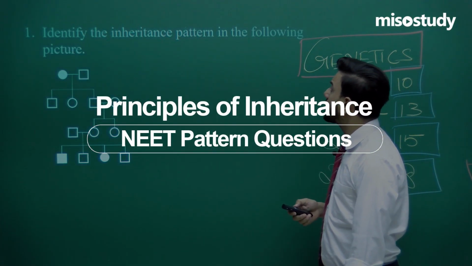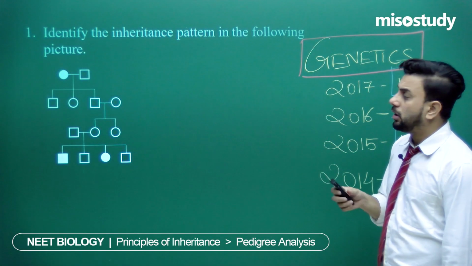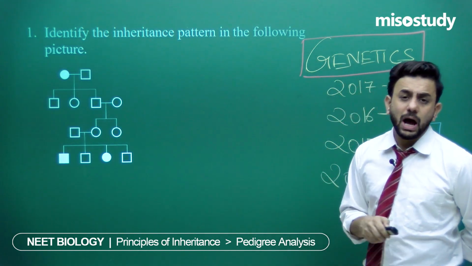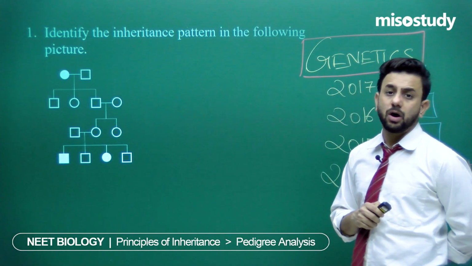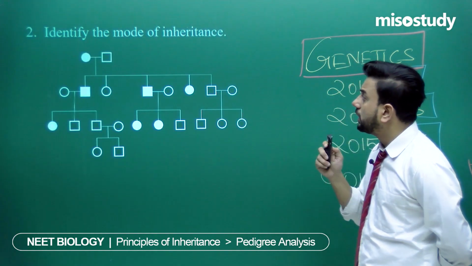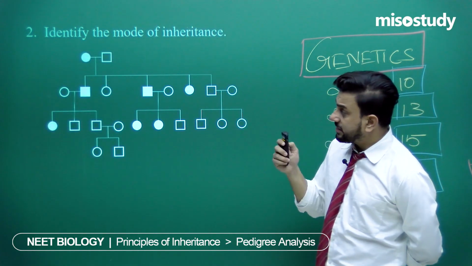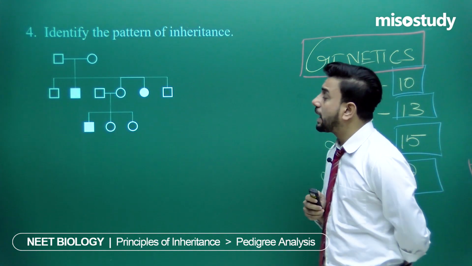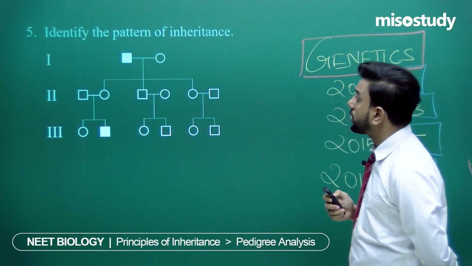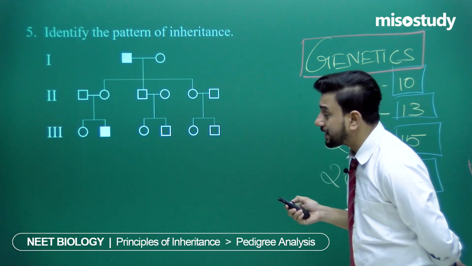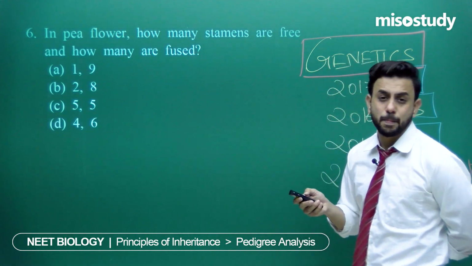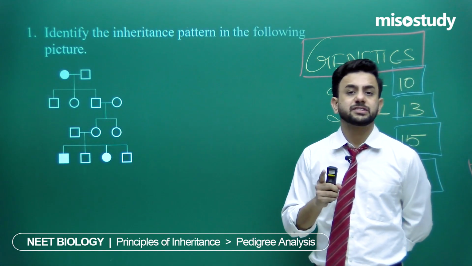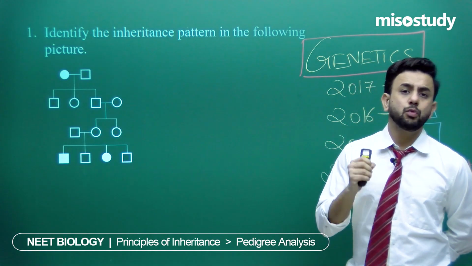Identify the inheritance pattern in the following picture. What is this? Before I tell you the solution of the first, let us see the second question, identify the mode of inheritance. Let us see the third question, identify the mode of inheritance. The fourth question, identify the mode of inheritance. Fifth question, identify the pattern of inheritance. Finally, we see something else. Five questions from pedigree analysis. Yes. This is very, very, very important.